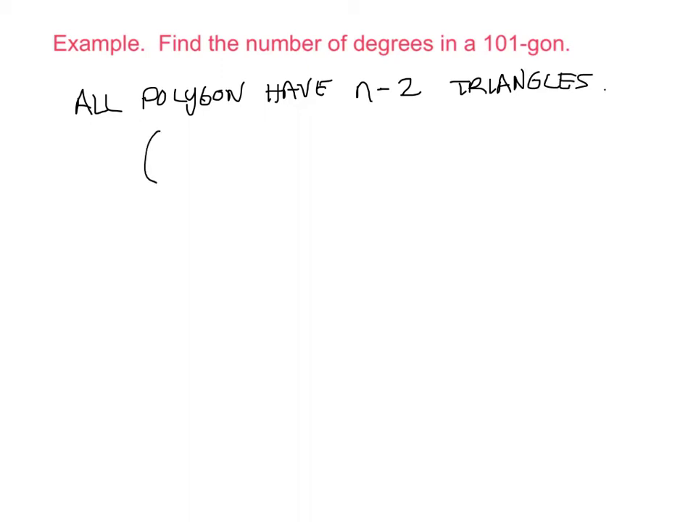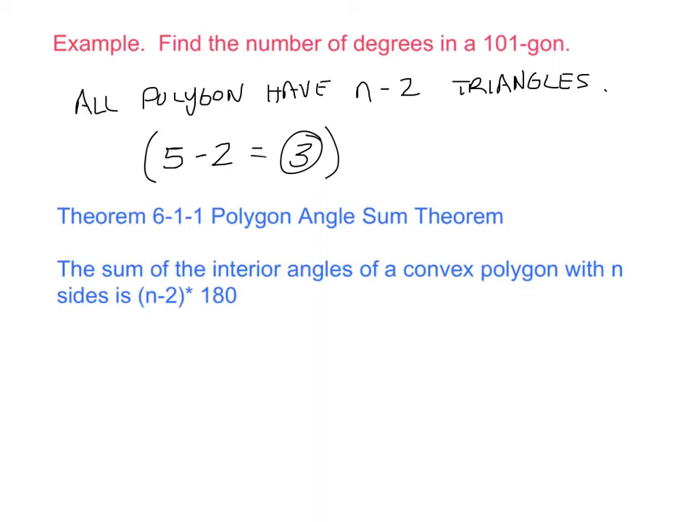What that means is that our pentagon had 5 minus 2, which is equal to 3. It had 3 triangles, so that we multiplied it by 3 times 360. So anyway, what our theorem actually says is the sum of the interior angles of a convex polygon with n sides is n minus 2 times 180. So what that means is this problem that we have, this example, actually gets quite easy.